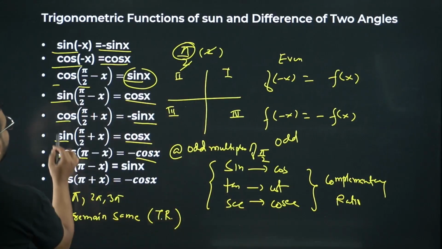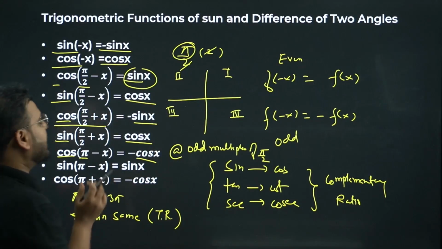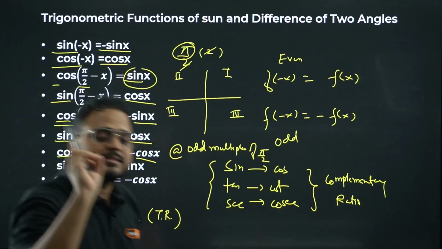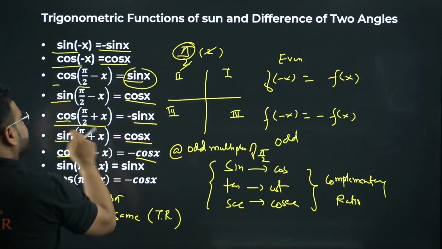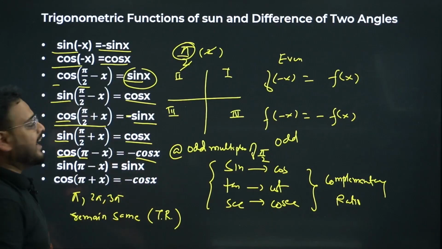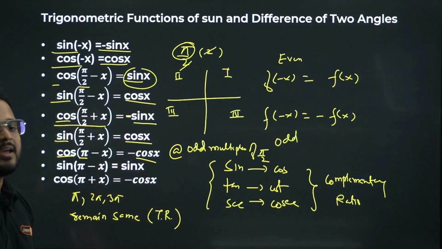Please check over here. Cos of pi by 2 plus x, which quadrant, sir? Angle pi by 2 plus x, which quadrant? Second quadrant. Second quadrant, only sine and cosec are positive, sir. Cos is there, means negative. We had cos, right? That's why negative sign over here.